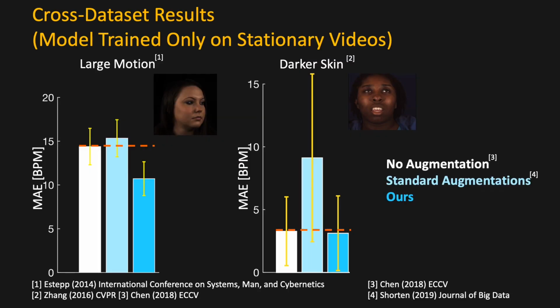To clearly illustrate the advantages of training the network with our augmentations, we created a large domain gap between the training and test sets, where we train the network on very easy stationary videos of light skin type subjects, and we test on hard videos with large motion and dark skin types. Training the network to measure heart rate from videos with our data augmentation dramatically improved cross-dataset generalizability on both large motion videos and videos of subjects with darker skin types.